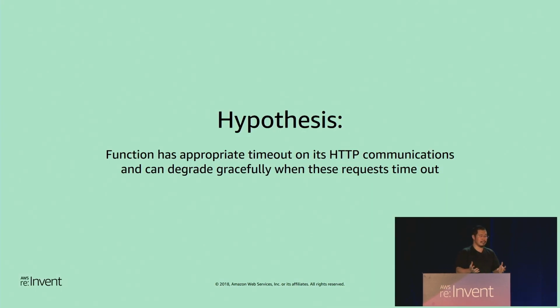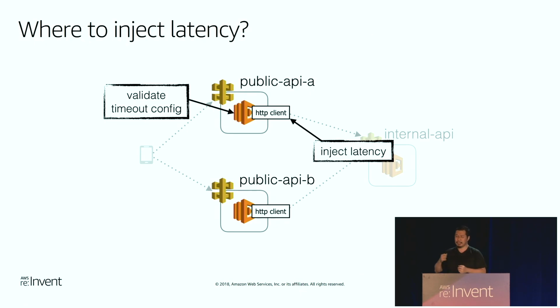And your hypothesis is such that one of those functions that are talking to the internal API is going to be fine when the internal API is having some issues and response time starts to spike. So in this case, you can simulate that by injecting latency delay into the HTTP client your function uses to talk to the internal API.